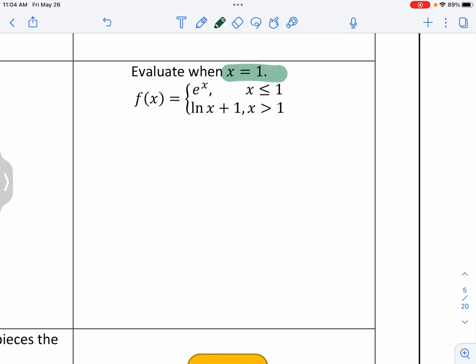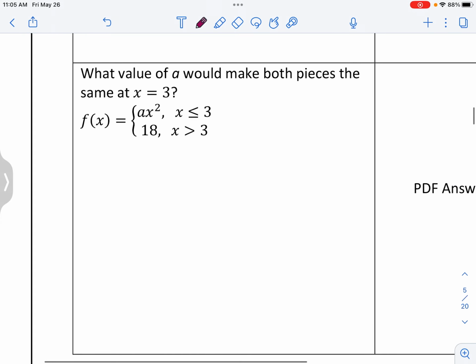Next, evaluate when x equals 1. I see that's this first piece. So the function at 1 will be e to the first power, which is just e. And then finally this last one.